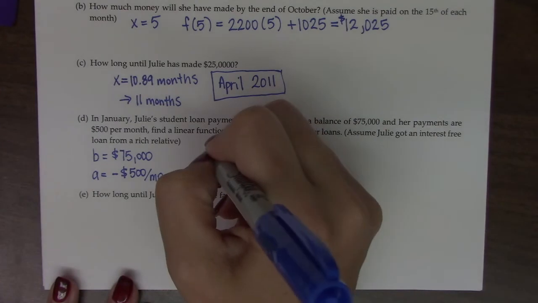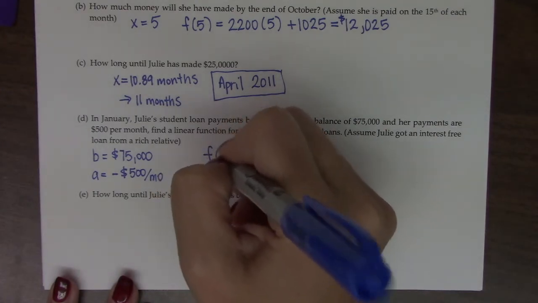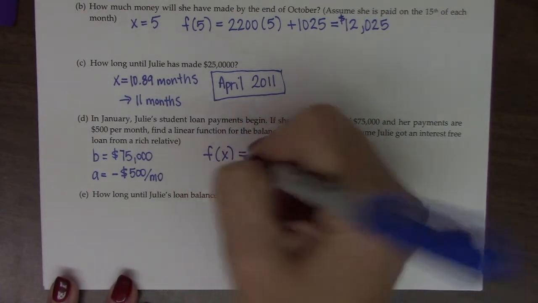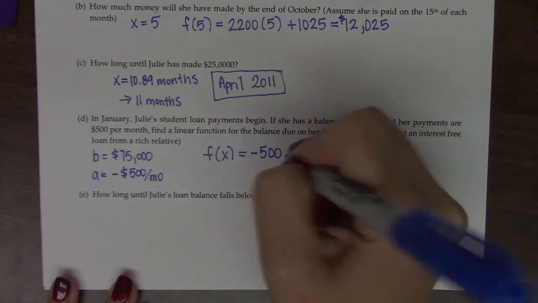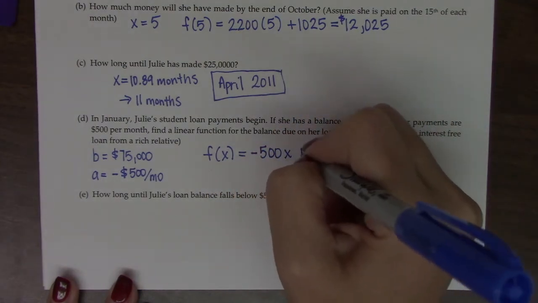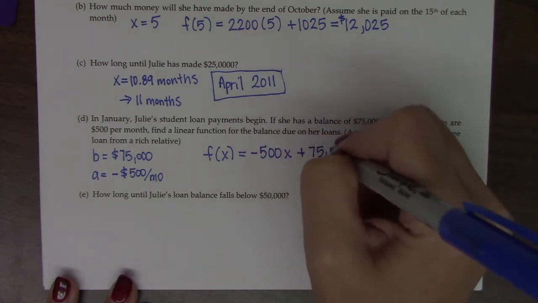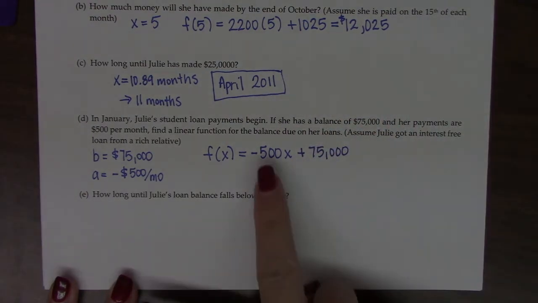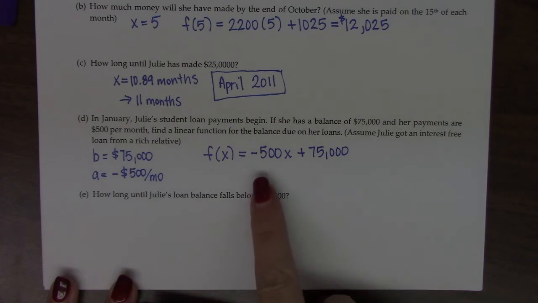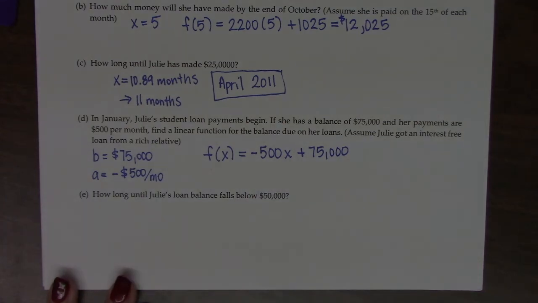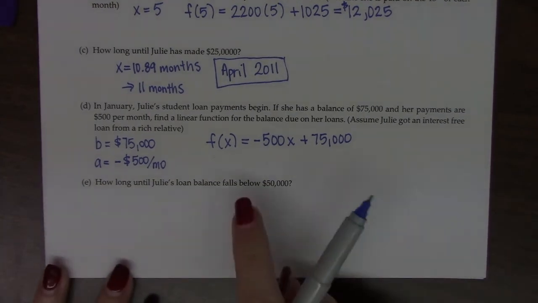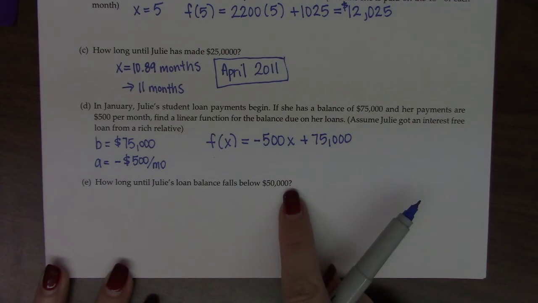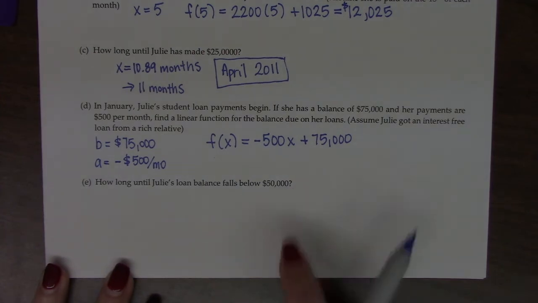So we're going to write a function. F of x is going to be negative 500x plus 75,000. So the first month she'll knock $500 off, right? The second month she'll knock $1,000 off. So how long until Julie's balance falls below 50,000? So what we want to do here is we want to actually figure out, well, when does it equal 50,000?